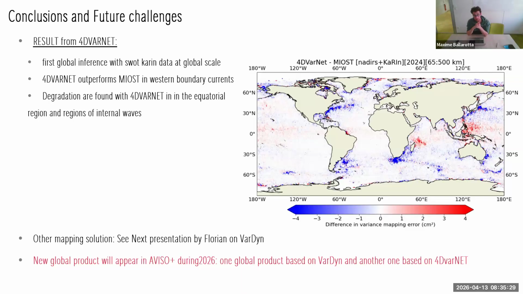There are still some problems and room for improvement with the 4D Varnet approach in the equatorial region and regions of internal tide or surface gravity waves, such as in the Indian Ocean and the Western Pacific Ocean. That is also a challenge that has to be tackled with the 4D Varnet approach in those areas.